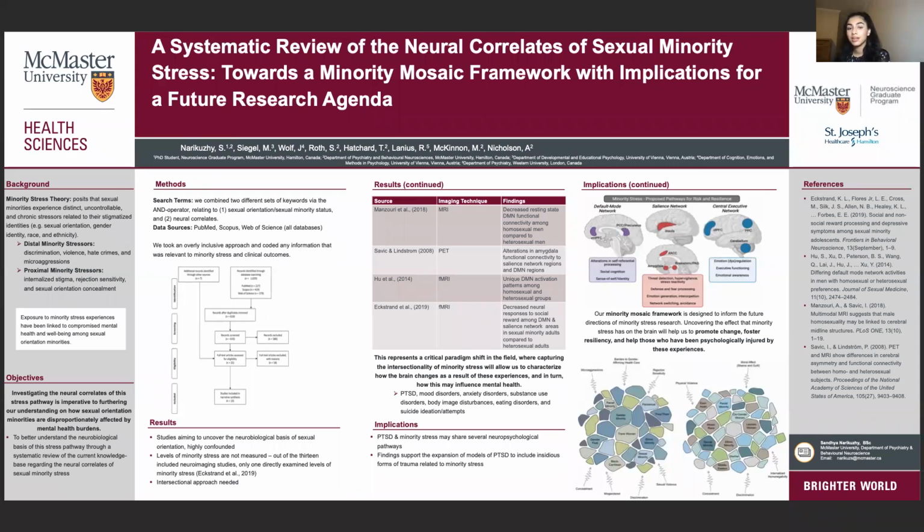Today I'll be presenting a systematic review on the neural correlates of sexual minority stress. So minority stress refers to the excess stress and discrimination that folks face due to their stigmatized identity. This can be anything from one's sexual orientation, gender identity, race, and or ethnicity. The minority stress theory posits that sexual minorities experience uncontrollable chronic stressors that are related to their stigmatized identity.